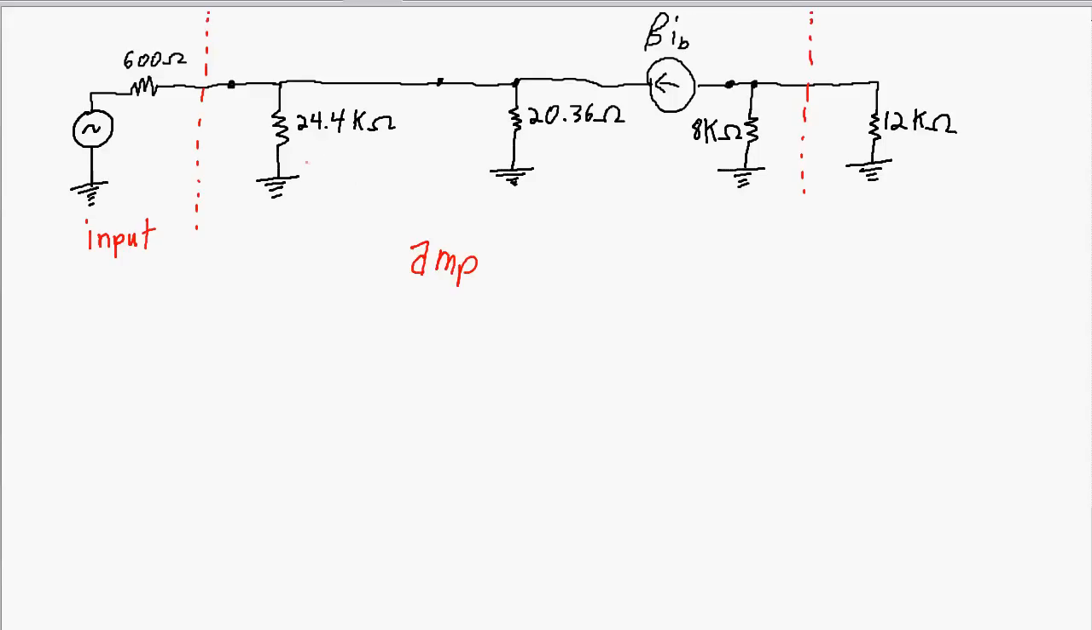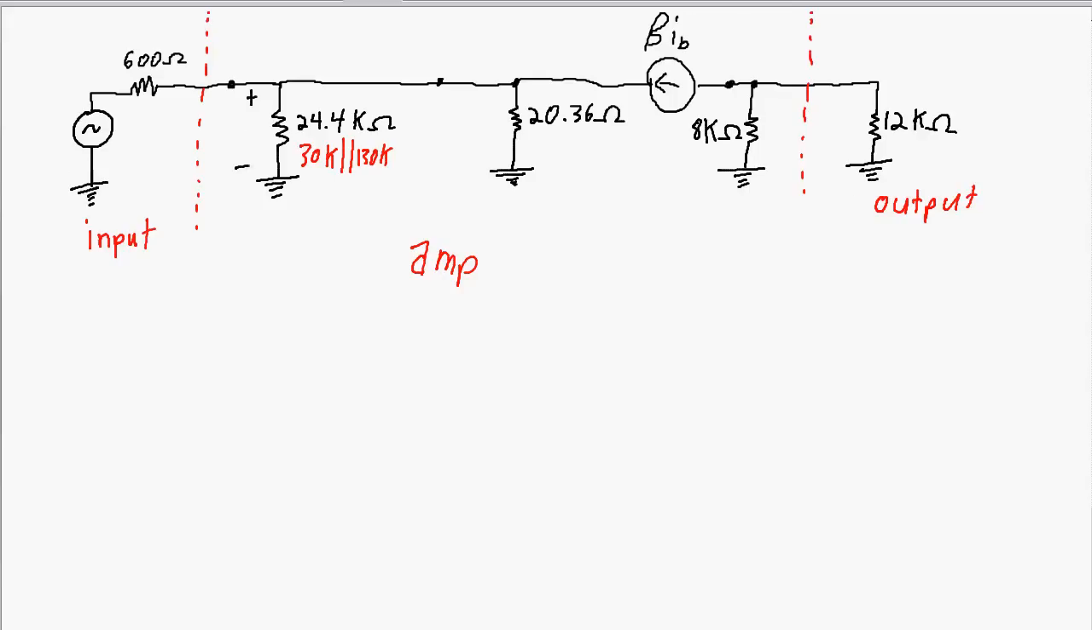And the amplifier consists of the two resistors that I've now combined into a parallel resistor. This is actually the 30 kilo-ohm resistor in parallel with the 130 kilo-ohm resistor. Here is the transistor made up of the base, the emitter, and the collector. And then connected to the transistor at the collector is this 8 kilo-ohm external resistor. The output is applied across this 12 kilo-ohm resistor. So I've got the three parts: input, amplifier, output.